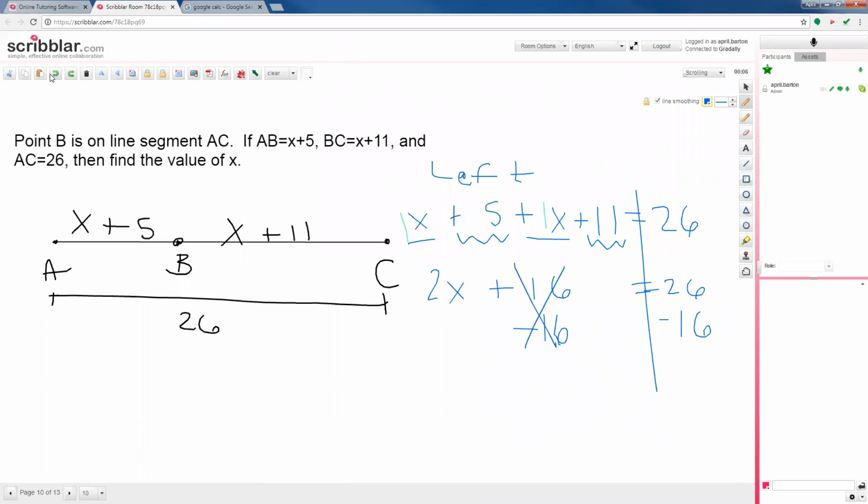Some people don't like having that much writing. It makes it kind of confusing. So some people just say, I'm going to minus 16 over here, and I'm going to cancel out the 16, because by doing the opposite, that actually gets rid of the number. So 26 minus 16 is 10.